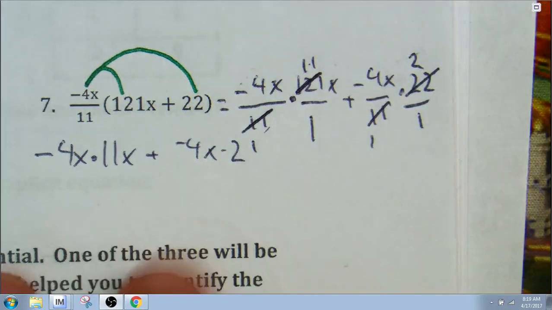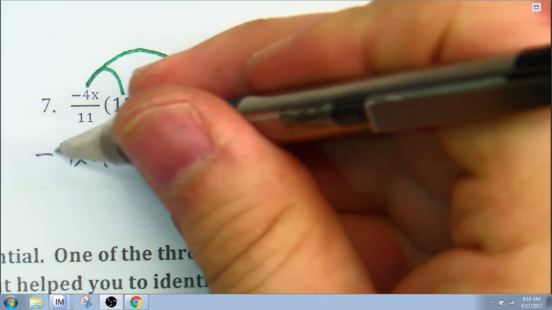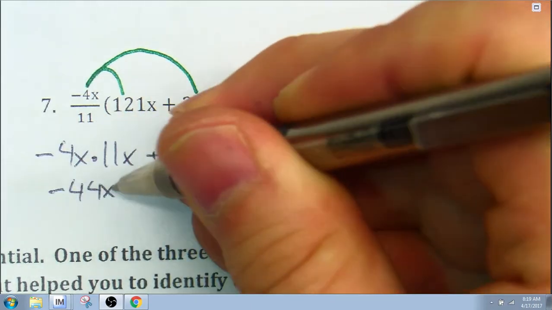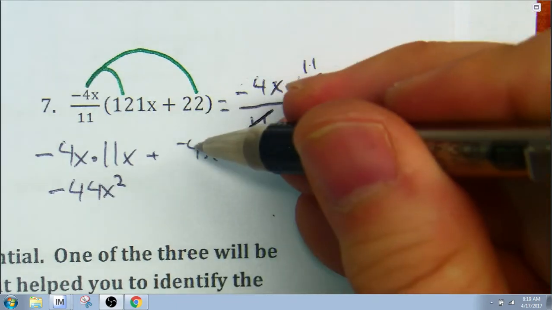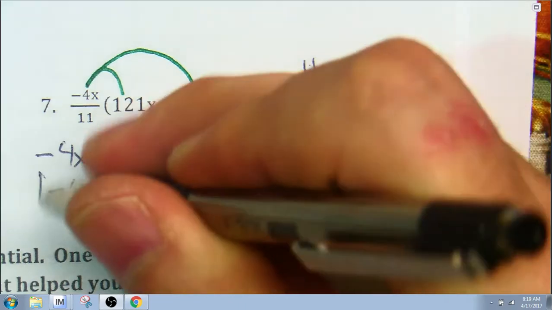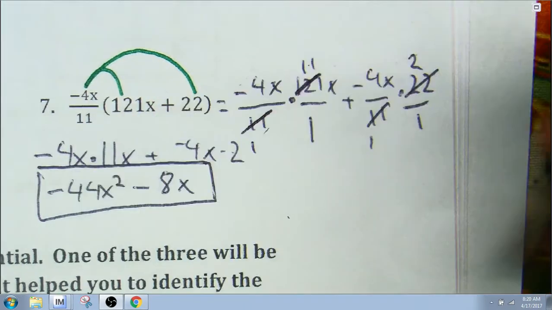So now I can simplify this. This negative 4 and 11 becomes negative 44. x times x is x squared. And then negative 4 times 2 is negative 8, so minus 8x. So this becomes my answer. Okay?